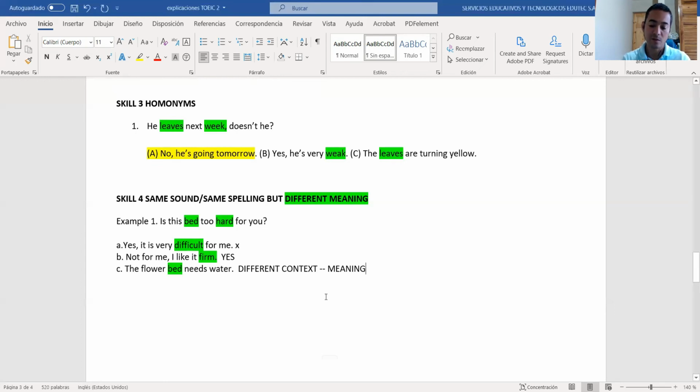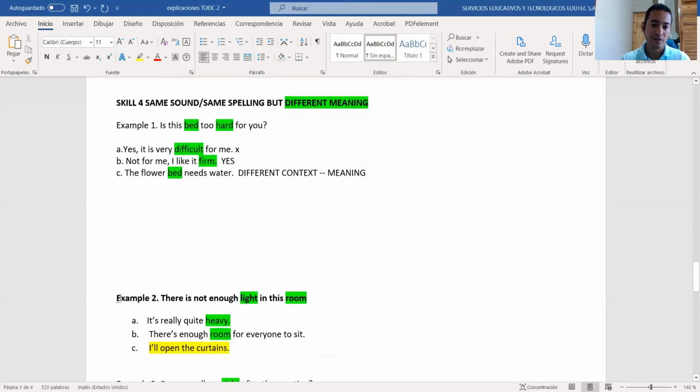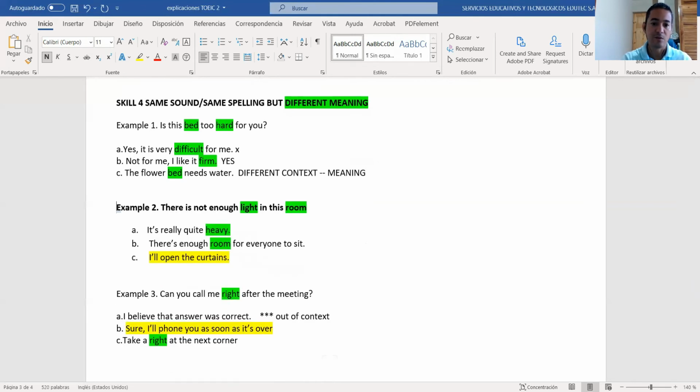So in the second one, the person was saying there isn't enough light in this room. So two words that you have to pay attention to: light and room. So here we have light. The person is saying it's really quite heavy. So probably you're thinking about the opposite. But the context here is there's not enough light in this room. So this is completely out of context. Then, there's enough room for everyone to sit.